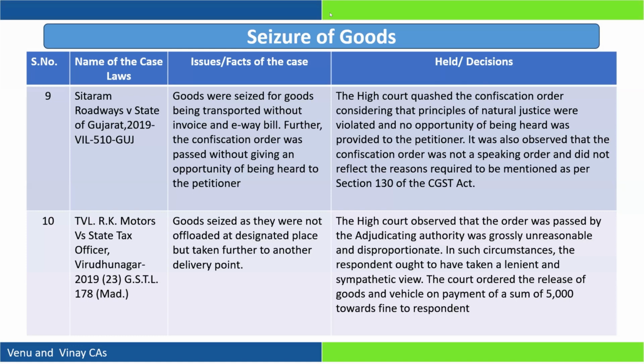In the case of TVL RK Motors versus State Tax Officer, Virudhunagar, this is a Tamil Nadu case, where goods were seized because they were not offloaded at designated places, but taken to another point of delivery. Now, here, everything is there, but the goods started getting delivered in different places. Sometimes issues like this happen.